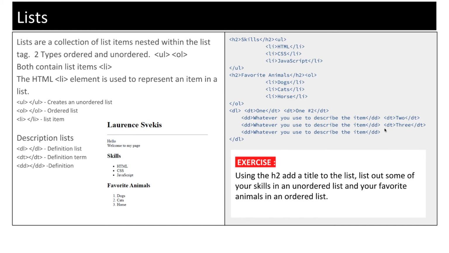There is an exercise in this lesson, and that's to add the H2 title to the list and list out some of your skills in an unordered list and your favorite animals in an ordered list, from 1 to 3, and then all of your skills. You can pause the video and do that within your editor, and I'll walk you through the solution coming up.